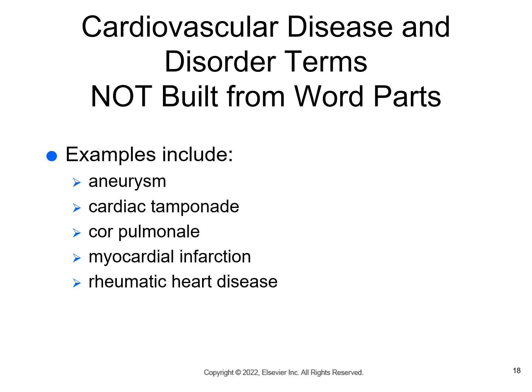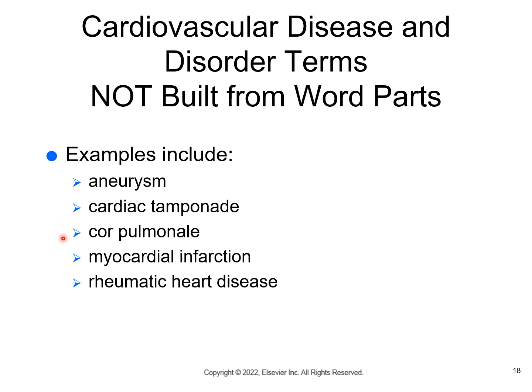Some cardiovascular diseases and disorders not built from word parts include an aneurysm, which is a dilation in an artery. Aneurysms can be very dangerous because when an artery dilates, the wall of the artery gets much thinner and has the potential to break and rupture. Cardiac tamponade is an acute compression of the heart by fluid in the pericardial cavity. So pericardial centesis would be the treatment for that.